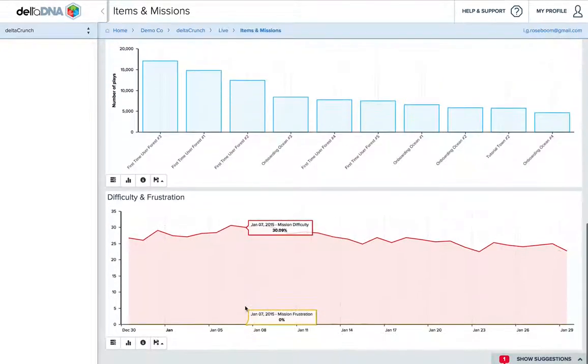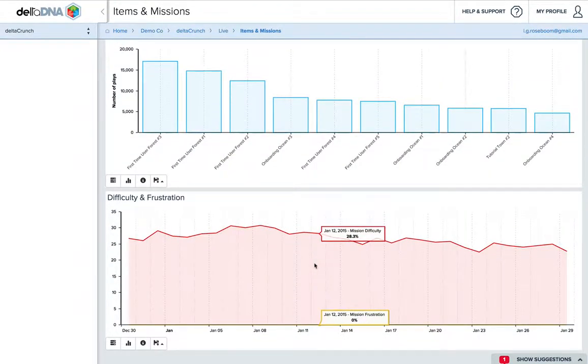Finally, we have the difficulty and frustration. The difficulty is the number of mission fails over the number of mission completes. A high value of this would mean that, say, 100% fails on completes would mean that people are failing half their missions, basically. So that's probably not good. The one thing about this chart is that it considers all missions. So most of the information is probably coming from the first couple of missions, which most people play. But it's giving you a good feel overall for how difficult or frustrating your game is.